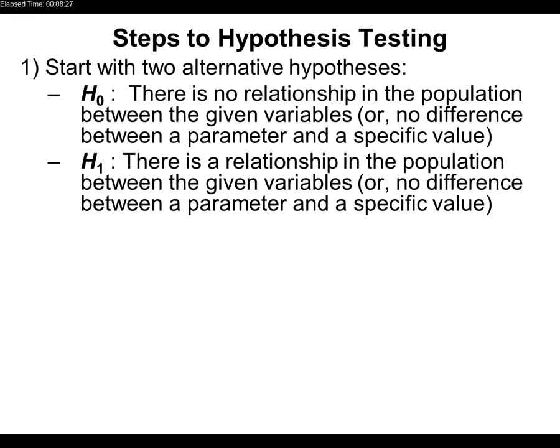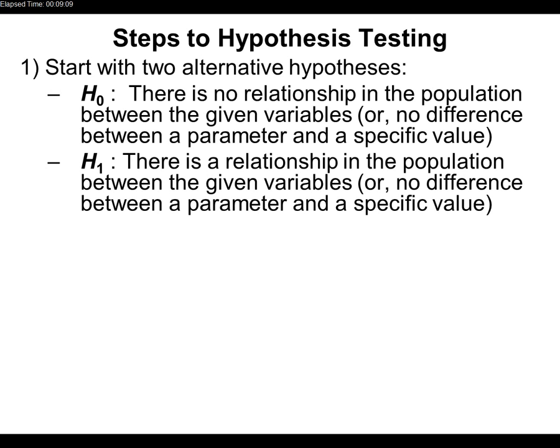First, we start with 2 alternative hypotheses. Okay, the null hypothesis, H subscript 0, means that there is no relationship in the population between the given variables, or no difference between a parameter and a specific value. So let's say that I'm testing smoking and whether it causes cancer. My null hypothesis is that smoking does not cause cancer. Those are the 2 variables. The independent variable is smoking, the dependent variable is cancer, and my null hypothesis is that they are not connected.